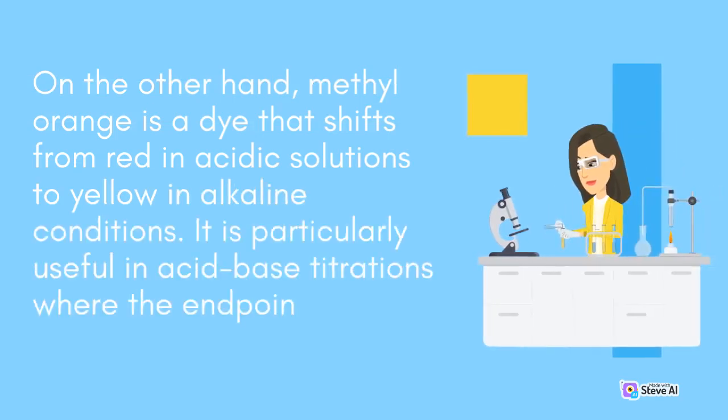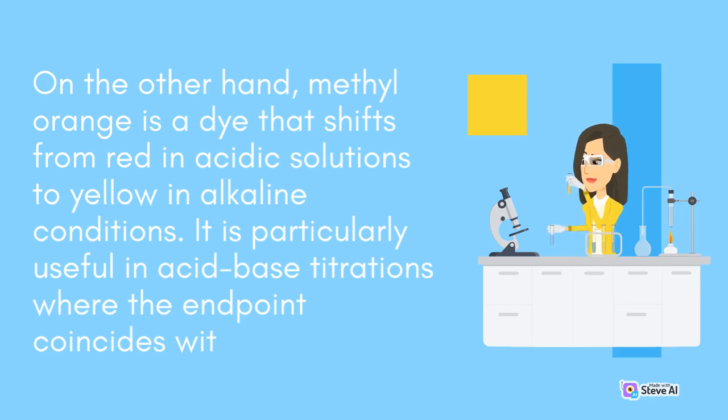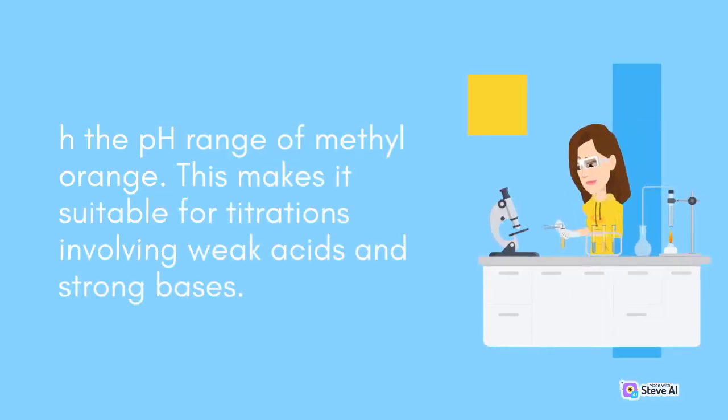On the other hand, methyl orange is a dye that shifts from red in acidic solutions to yellow in alkaline conditions. It is particularly useful in acid-base titrations where the endpoint coincides with the pH range of methyl orange. This makes it suitable for titrations involving weak acids and strong bases.